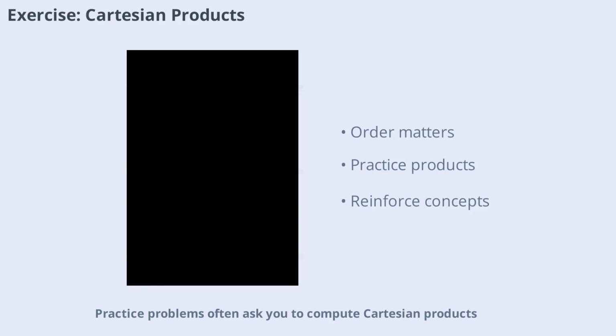Practice problems often ask you to compute Cartesian products, such as A × B or B × A. Remember, the order matters and the number of pairs is the product of the sizes of the sets. Try working out a few examples to reinforce your understanding.